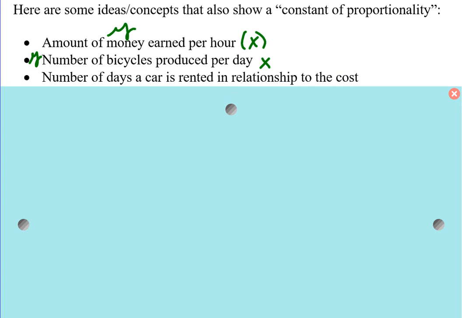Here we have the number of days a car is rented in relationship to the cost. So the cost is what depends on how many days we're going to rent this car. So one depends on the other. And you see the relationship. Does it always list the dependent variable first or the independent variable first? No, it doesn't. So you really need to understand what depends on what.